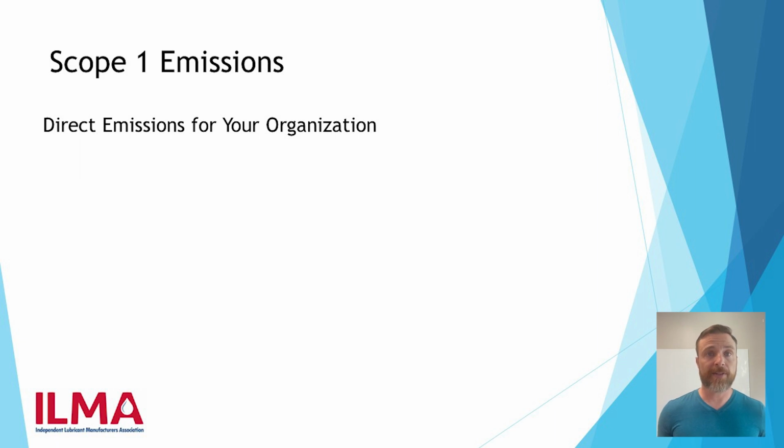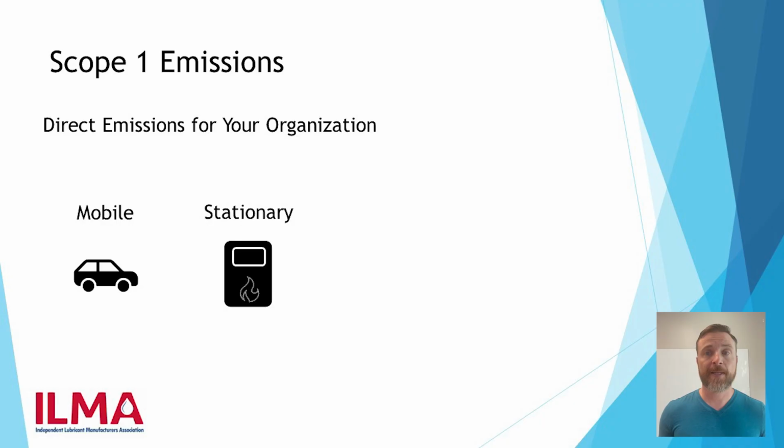Now let's dive into the details of each of the scopes. First up is Scope 1 emissions. These are direct emissions that occur from sources that are controlled or owned by your organization. Items would include mobile combustion sources such as company vehicles and trucks, stationary combustion sources such as boilers that are used to generate steam for heating and processing, or furnaces that burn fuel for heating.